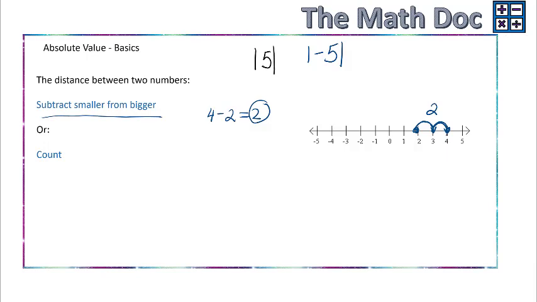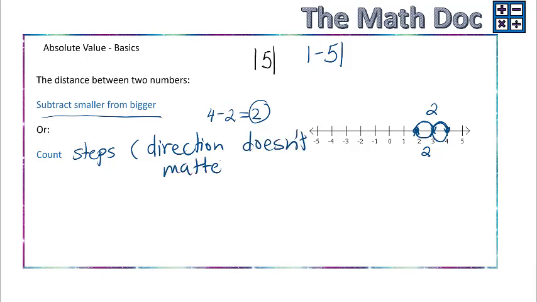What if we want to go from 4 to 3, and then from 3 to 2? Again, we take 2 steps. So basically we're counting steps between the two numbers, and the direction of those steps doesn't matter. And this is important because we're looking at the distance between the two numbers. We don't care if we're walking to the right or to the left. We just want to know how far we're going.